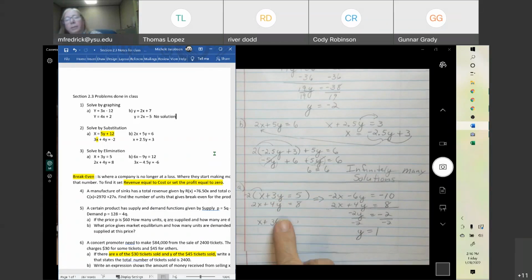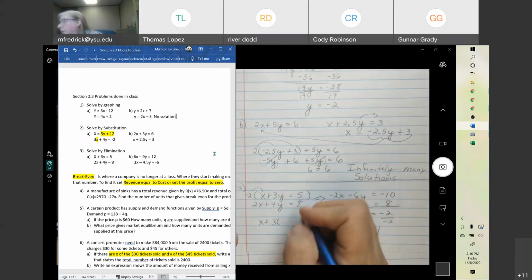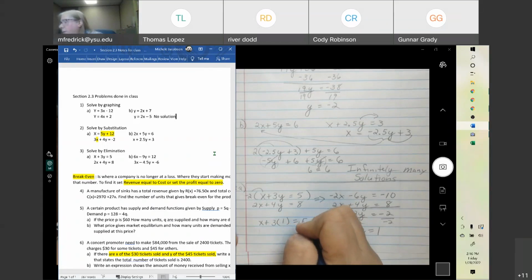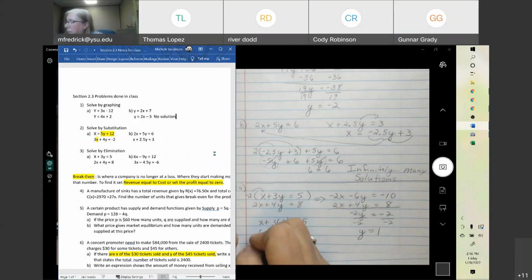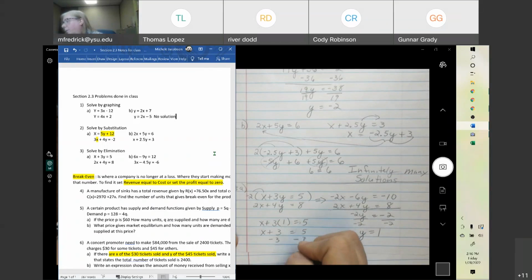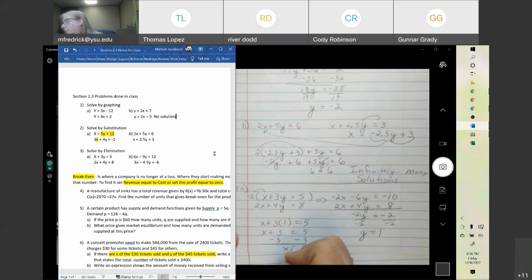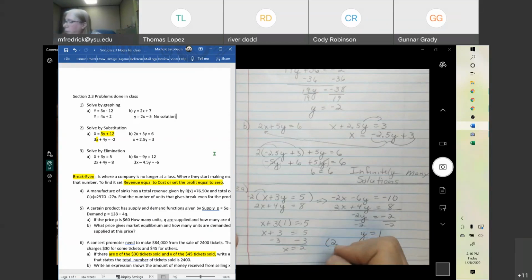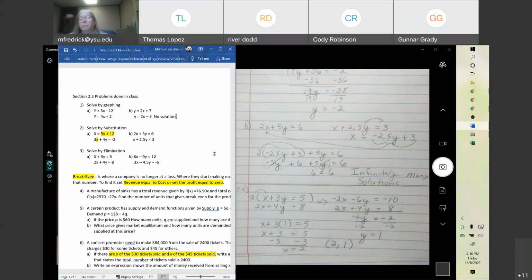In place of y, I'm going to put 1. Now I chose this one because then I'd have x right away. Here I'd have to divide by 2. Either case, you'll get the same answer. x plus 3 equals 5 and subtract the 3. That's better. So your answer is 2, 1. But any questions on the elimination?